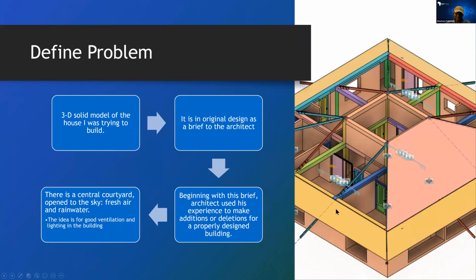What is important here is that in this building, there's a central courtyard which is designed to bring in fresh air and rainwater. The idea is for good ventilation and lighting in the building. So that's what we're going to concentrate on. I will give you more details as to why some things are the way they are when we look at the drawing inside Fusion 360. It will be clearer there. Okay, so let us now define the problem.